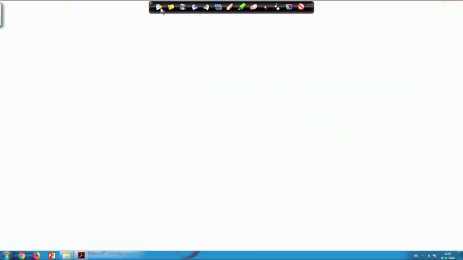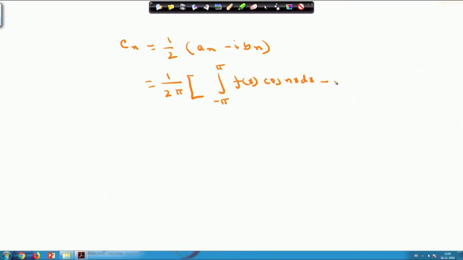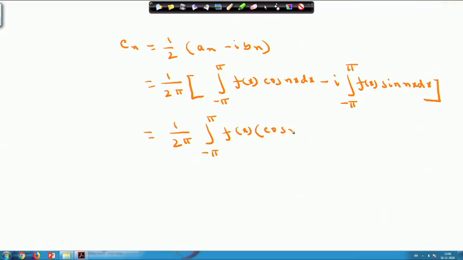In the same way, what is your C n? C n equals half into a n minus I into b n. This is equal to 1 by twice pi into integral from minus pi to pi, substituting the value of a n now, f x cos n x dx, minus I into integral from minus pi to pi f x sin n x dx. If I write this again, I can write it as 1 by twice pi integral from minus pi to pi, and f x you can take inside. So, that is cos n x minus I sin n x dx.